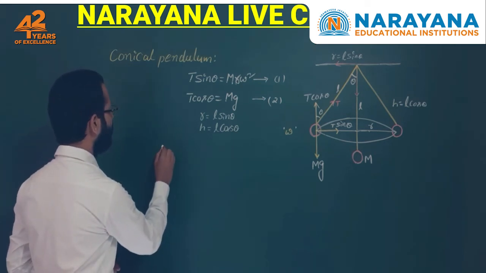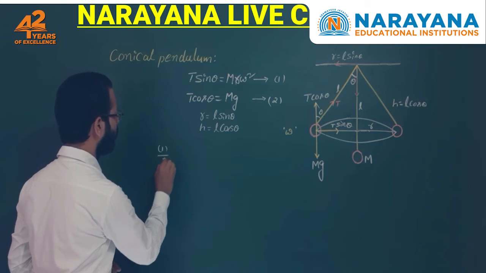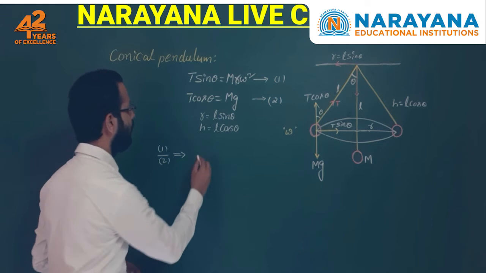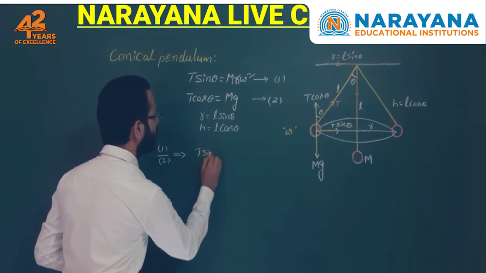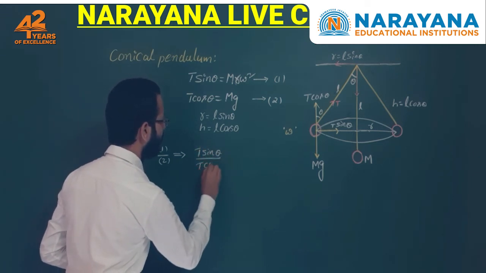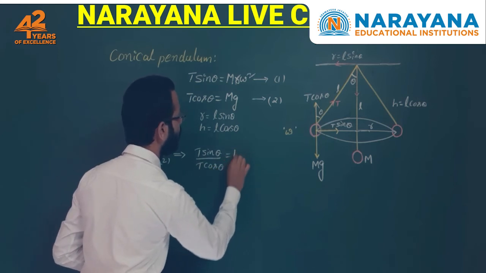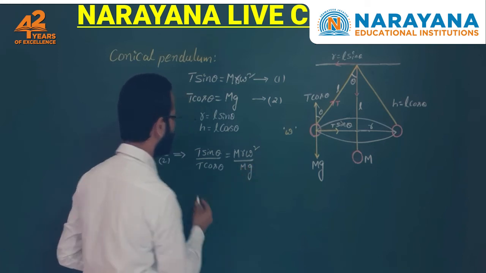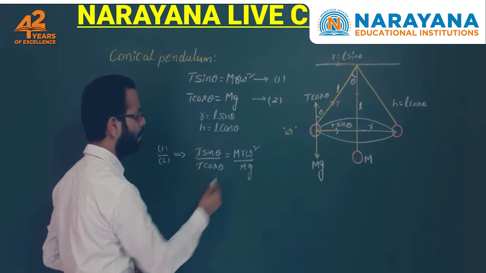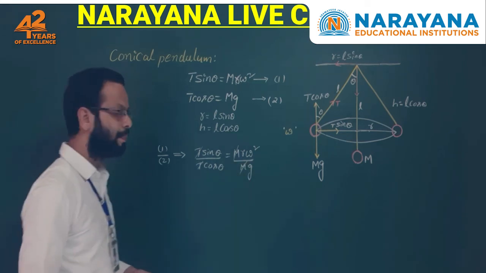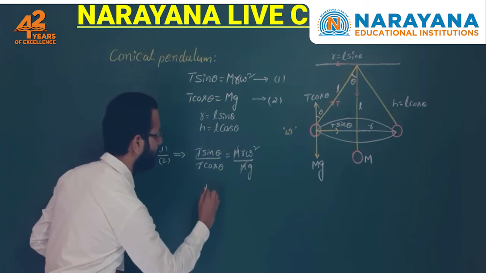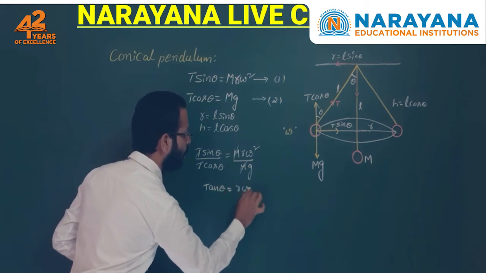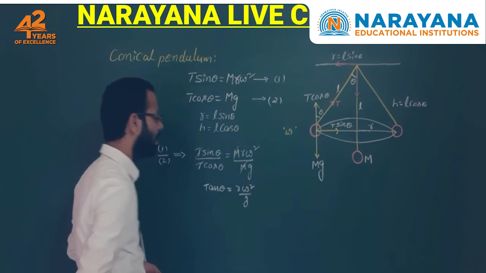Now dividing equation 1 with 2, we will write here T sin theta by T cos theta is equal to m r omega square by m g. So T gets cancelled. Then we write here tan theta is equal to r omega square by g.